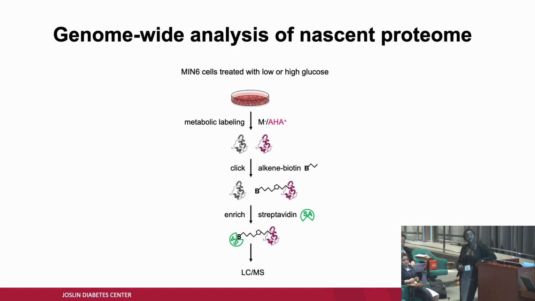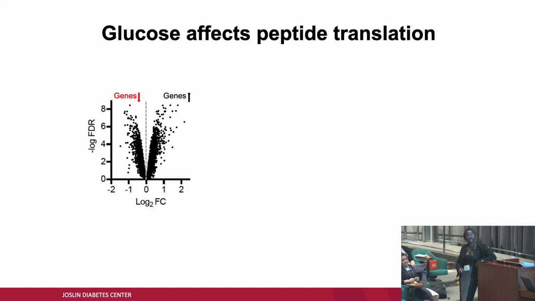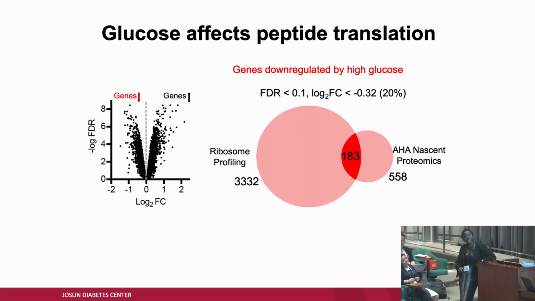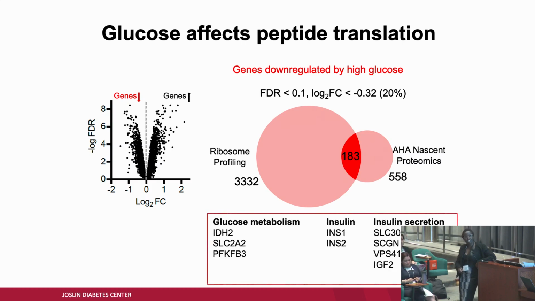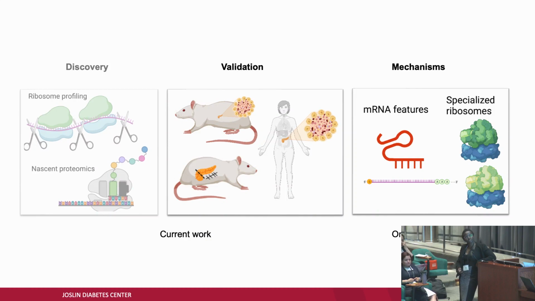So I used a methionine analog to label all nascent peptides. And this is clickable, so I clicked that to biotin and used streptavidin to immunoprecipitate all the nascent peptides and perform mass spec. So here I'm showing you results from this nascent proteomics, and glucose has effects across many genes, but I was really interested in the overlap between the ribosome profiling and the nascent proteomics. And this included key genes important for beta cell function, including genes that function in glucose metabolism, insulin, and insulin secretion. So now I'm going to show you the validations that I've done.